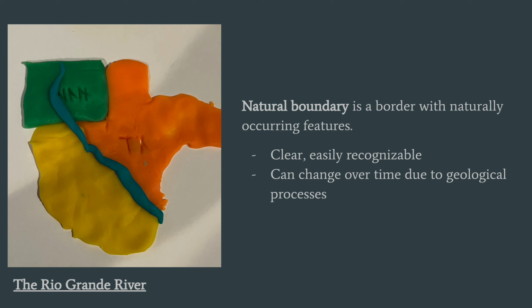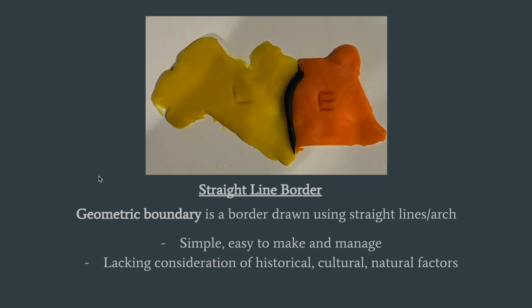A great example is the Rio Grande River, which has the naturally occurring feature, the river that's in between the border between Texas and a part of Mexico specifically. Next is the geometric boundary, which is the border drawn using straight lines or arcs.